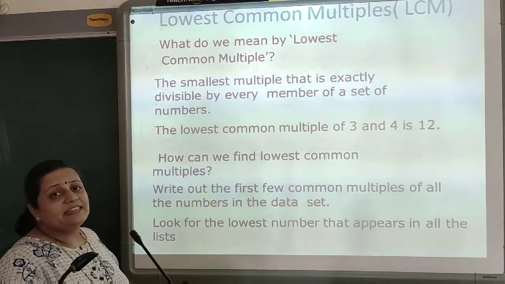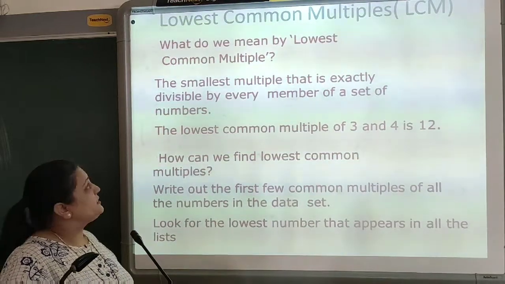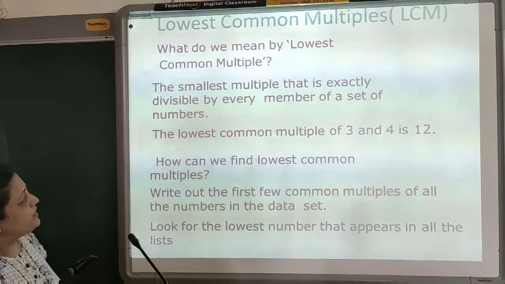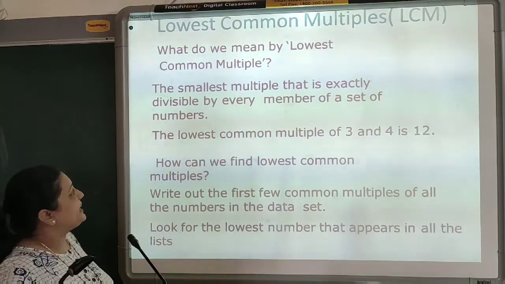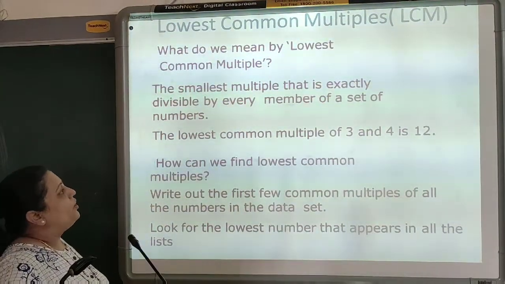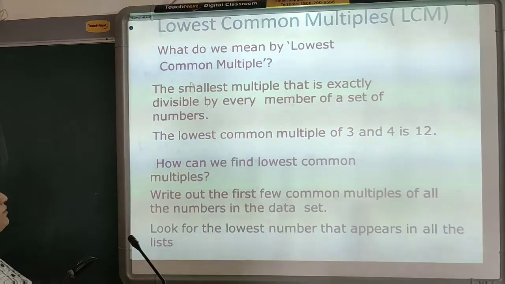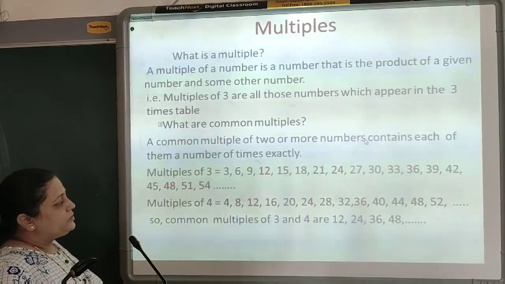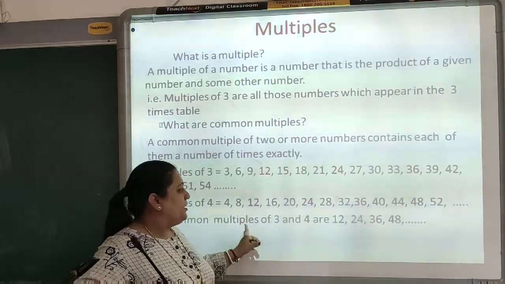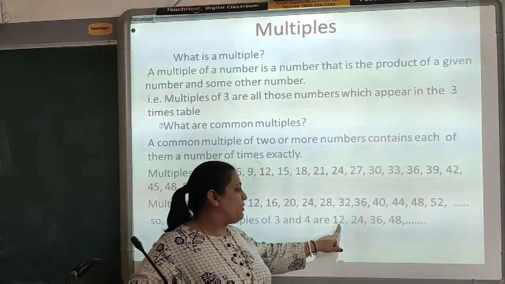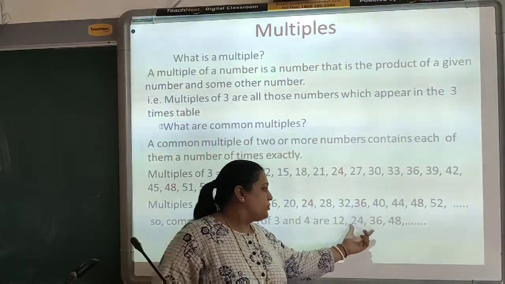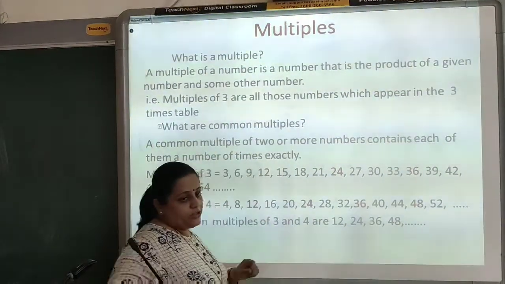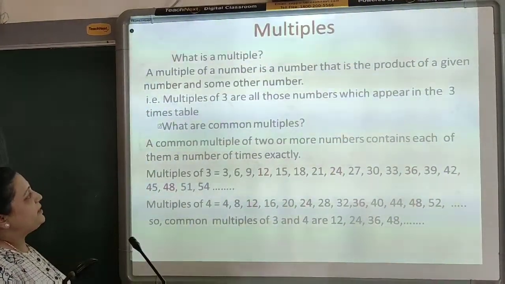Now see, the next is lowest common multiple. It is called LCM, in short we say LCM. Now, what do we mean by lowest common multiple? The smallest multiple that is exactly divisible by every member of a set of numbers. Now we will see the lowest common multiple of 3 and 4 is 12. What are the common multiples of 3 and 4? 12, 24, 36, 48. These are all bigger numbers, so what is the smallest number here?